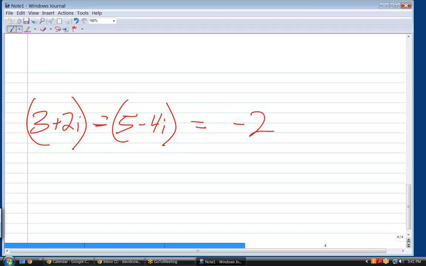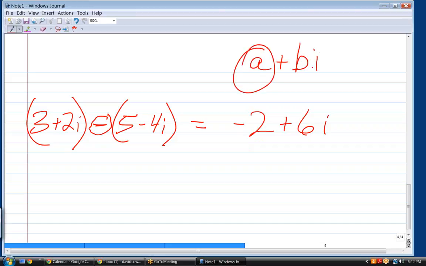Right, because this minus right there has to be distributed to both terms. Oh, so it actually becomes a minus, which becomes a plus. So you have 2i plus 4i, which is 6i. All complex numbers are written, if you can, in this format: a plus bi, where a is the real part, bi is the imaginary part, and b is the real coefficient of the imaginary part.